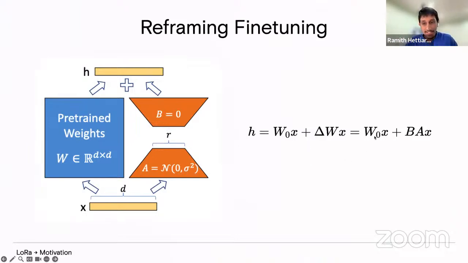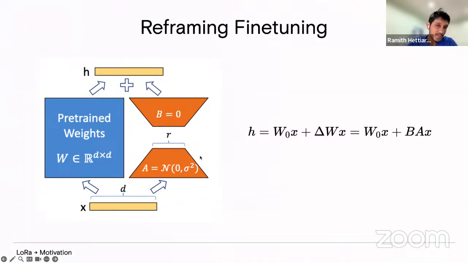Because of this reparameterization, they need to just keep track of those gradients, the first moment, second moments, only for a small number of parameters. There are a couple of details on this reframing about the initialization. The A matrix is initialized from a normal distribution, and initially this B matrix is 0. And they mention some scaling factors on how exactly they implement this.